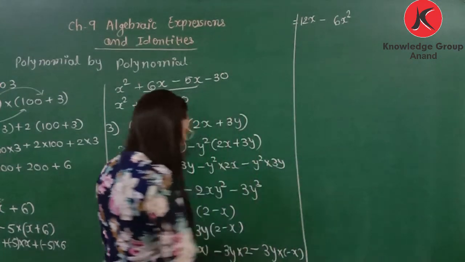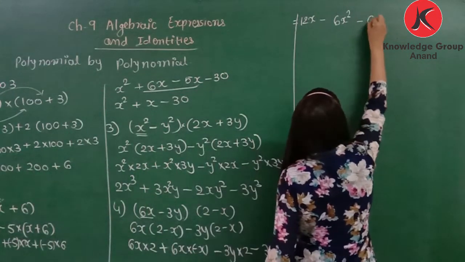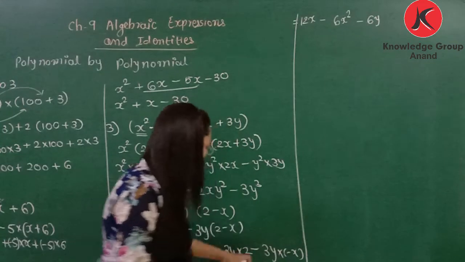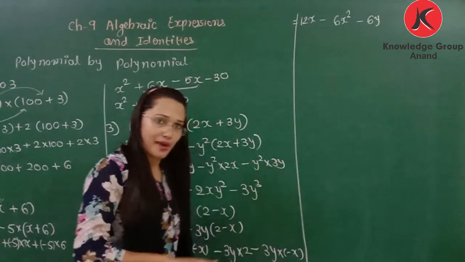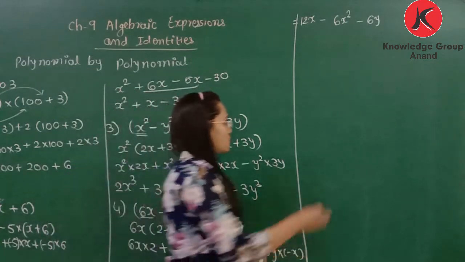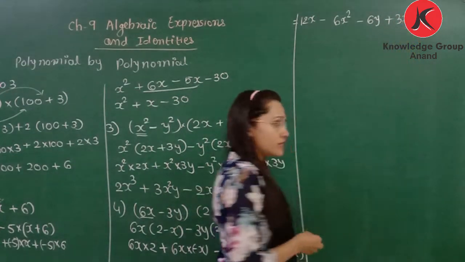Now 3y multiplied by 2 becomes 6y. So it is minus 6y. And here you can see minus 3y times minus x. Both have negative signs, so minus minus becomes plus 3xy. So this will be our answer.